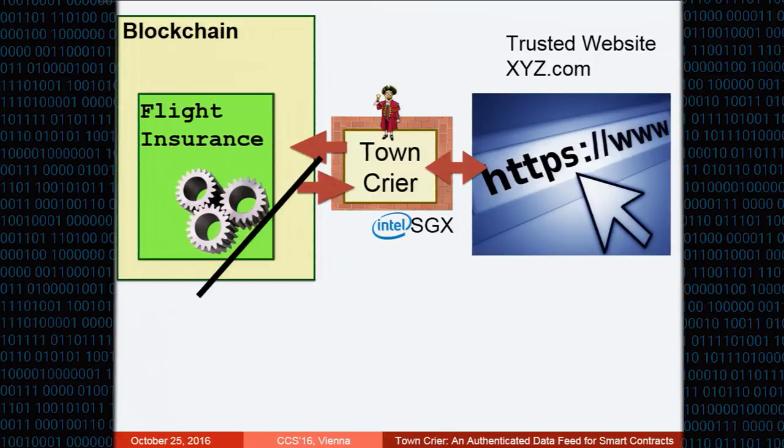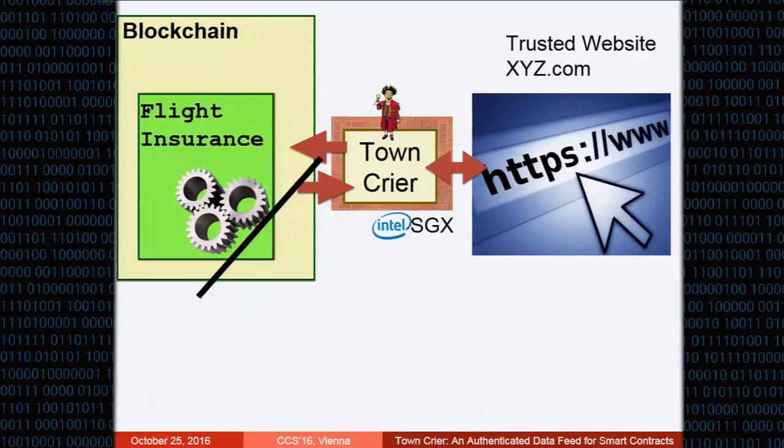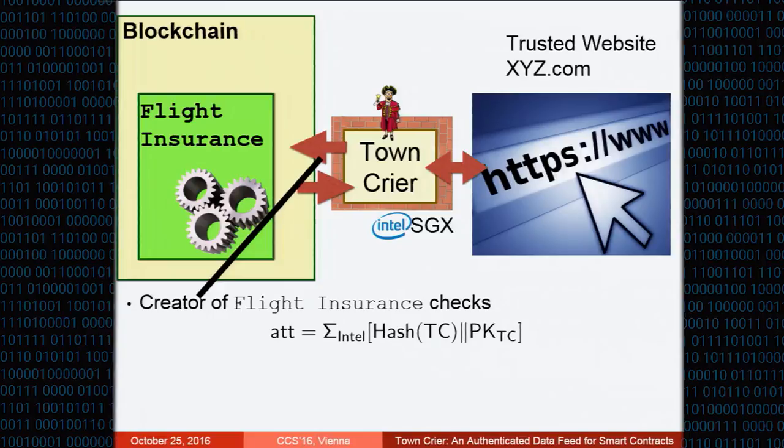Okay, this simple one. The question here is, how can a smart contract make sure that this piece of message is indeed from Town Crier, not from an arbitrary guy? The solution actually is simply to set up a secure channel to the remote enclave. And to do this, we use attestations.